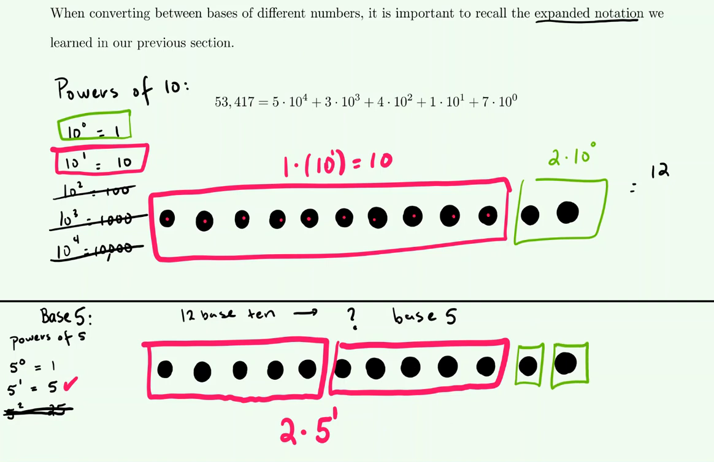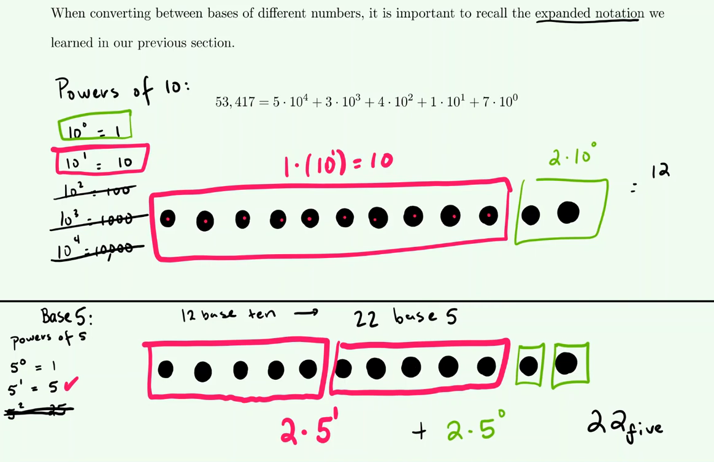So we would say plus 2 of the groups of 1. Writing that as a base 5 number, that would be 22 base 5. So 12 is 22 as a base 5 number.